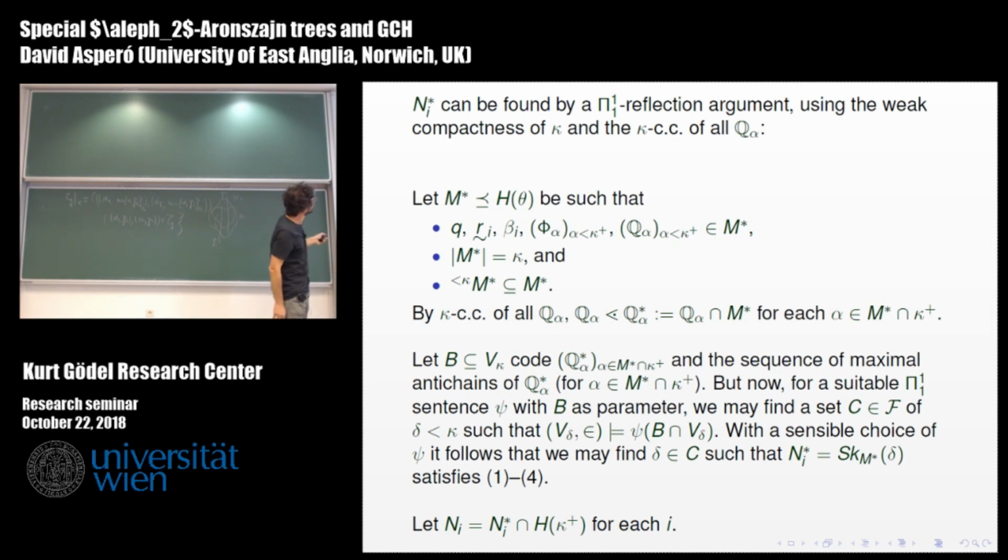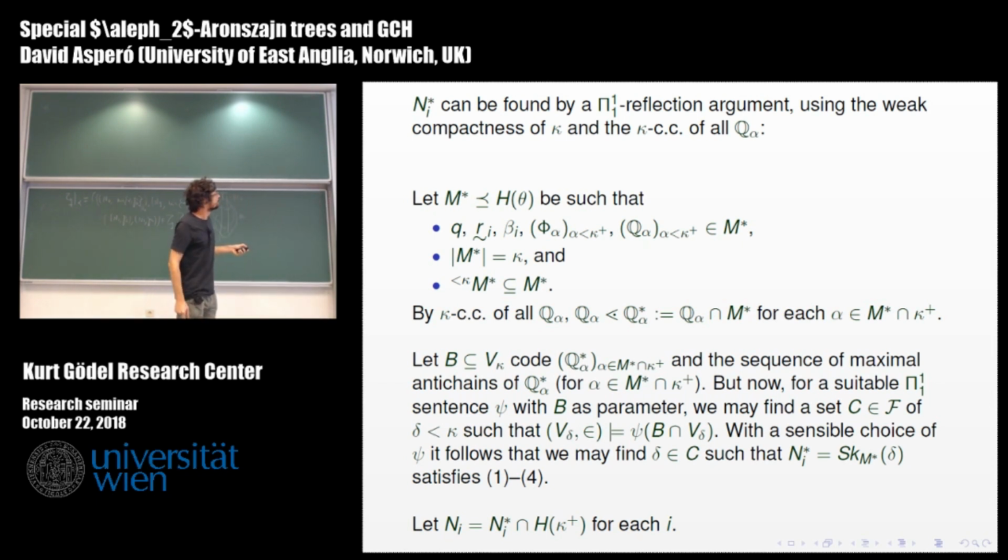Let B, a subset of V kappa, code the sequence of the Q alpha stars and the sequence of maximal anti-chains of the Q alpha stars. This is the collection of all maximal anti-chains. I can code these things by a subset of V kappa, and all the maximal anti-chains are in M star, because M star is closed under less than kappa sequences.